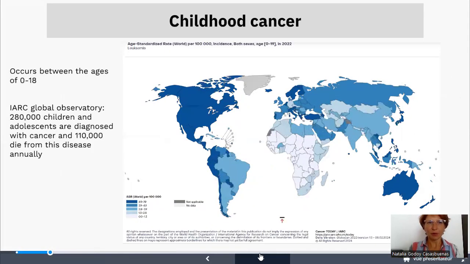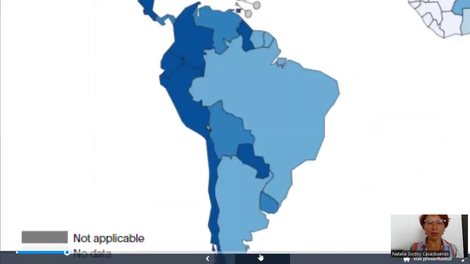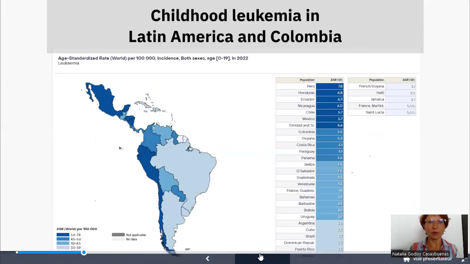Childhood cancer occurring between ages 0 and 18 affects 280,000 children globally each year, with leukemia being the most common form. In Latin America and the Caribbean, leukemia had 9,000 new cases in 2020, with incidence and mortality rates at 4.5 and 2 per 100,000 person years, respectively. In Colombia, acute lymphoblastic leukemia is the most prevalent childhood cancer.